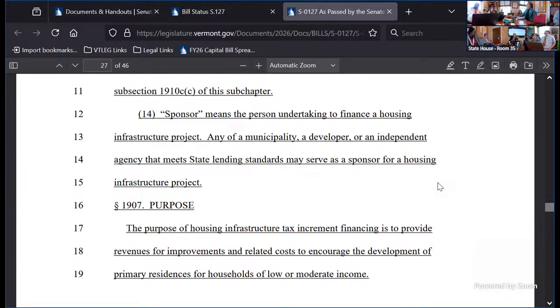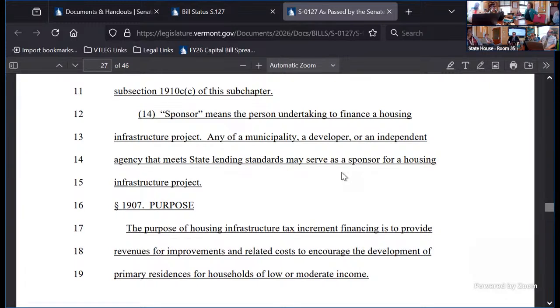The concept of sponsor here is to allow for different folks to take on the financing. So not just the muni, it can be the muni, but it could also be, so this is the person undertaking to finance a housing infrastructure project. And again, it's just the infrastructure, not the housing development. Any of the municipality, a developer, or an independent agency that meets state lending standards may serve as a sponsor for a housing infrastructure project. So basically what this means is one of three entities can finance the project, and that entity will be the one who will receive the increment to cover the costs of the financing. So this is quite unique to this proposal as against TIF districts, because the TIF districts only contemplate municipal.